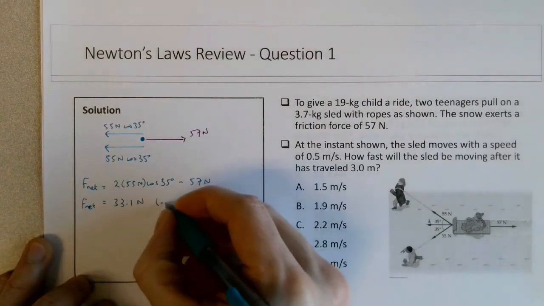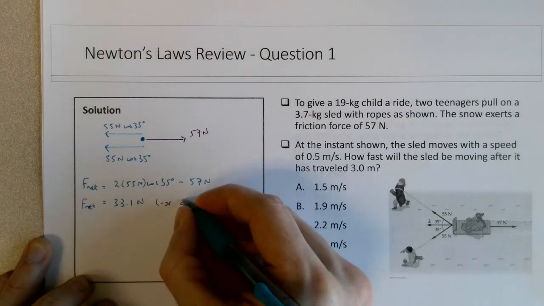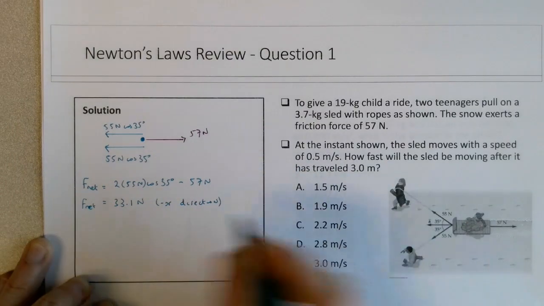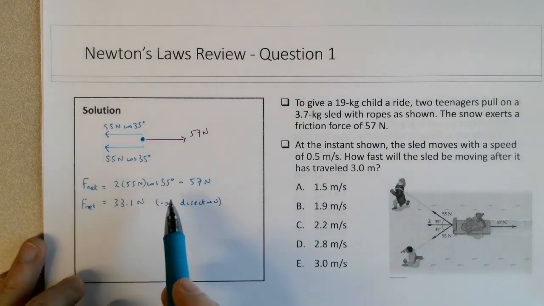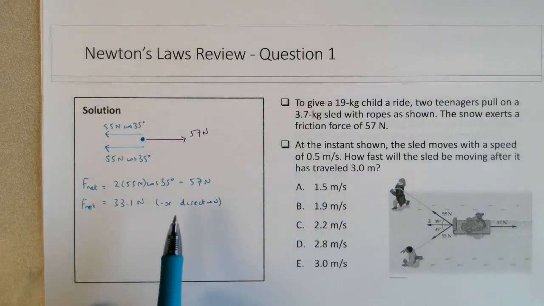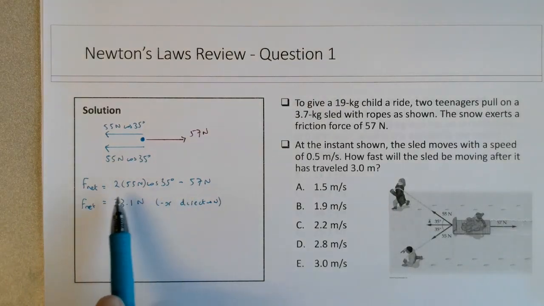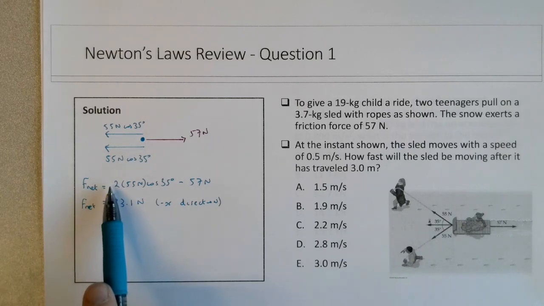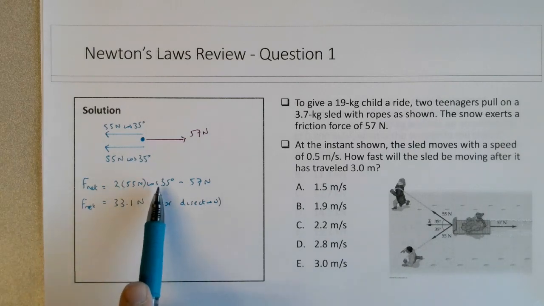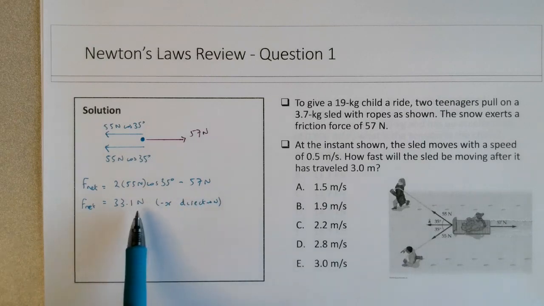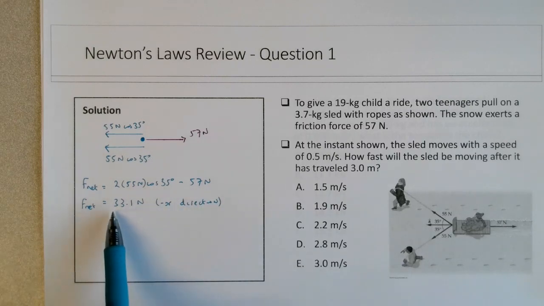So again, here we're starting from magnitudes. In this particular case, I made the negative x direction actually the positive direction, but you could again label this as negative 2 times 55 times the cosine 35 plus the 57. You would end up though with a net magnitude of 33.1 either way. So I'm solving here thinking that left is positive, just to keep moving with positive numbers.